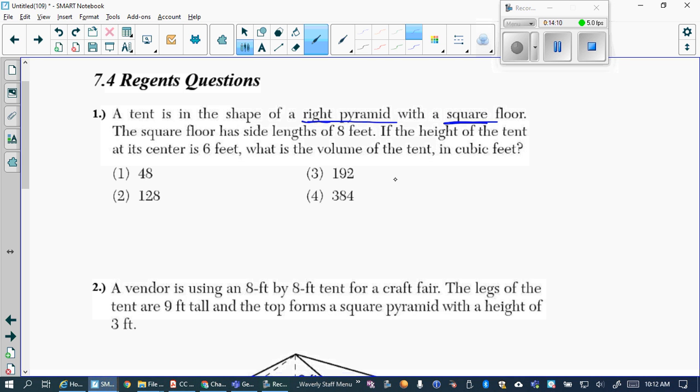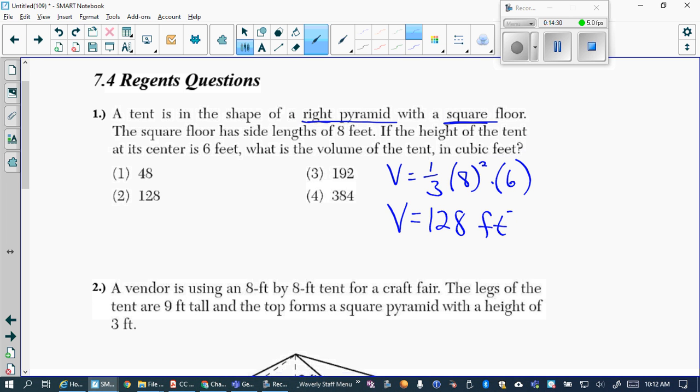So volume of the pyramid is 1/3. It's a square, right? Times 8 times 8, or 8 squared, times its height, which was what? Where does it say 6? Oh, there it is, 6, right? So volume equals 128 cubic feet. Simple enough. Okay, on to the next one.